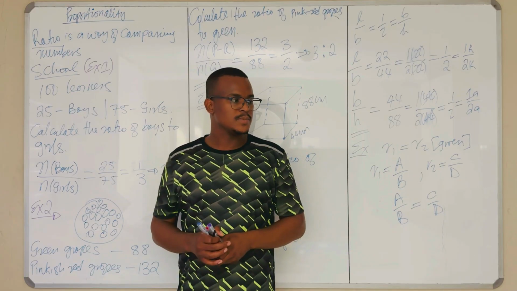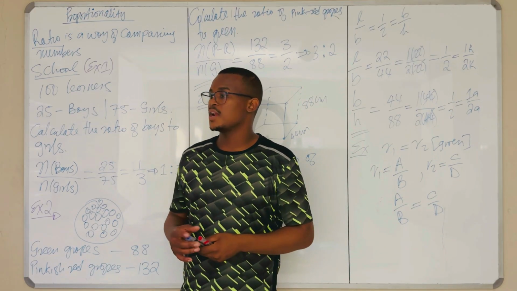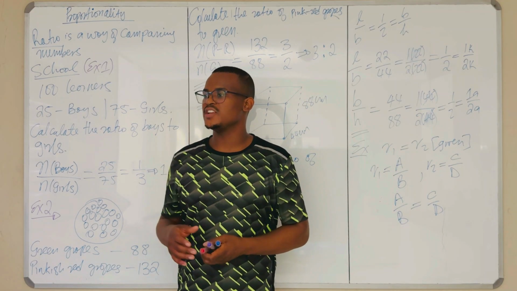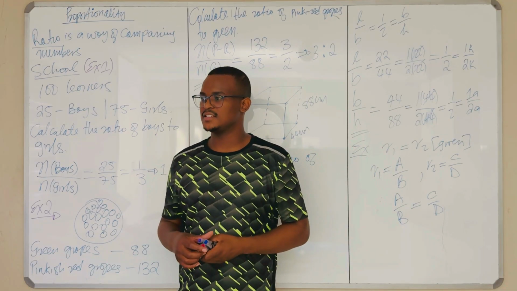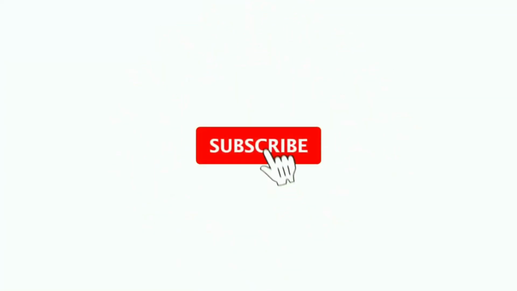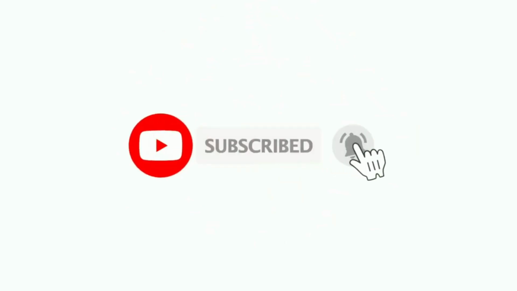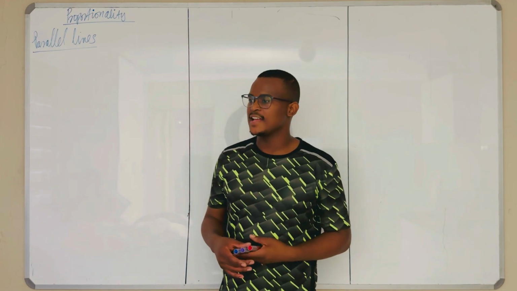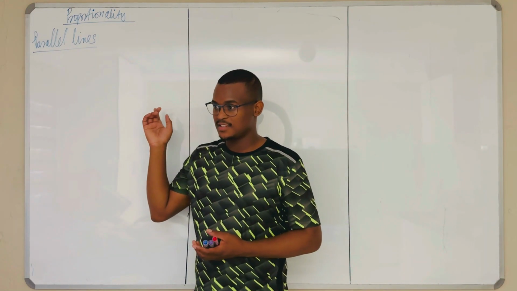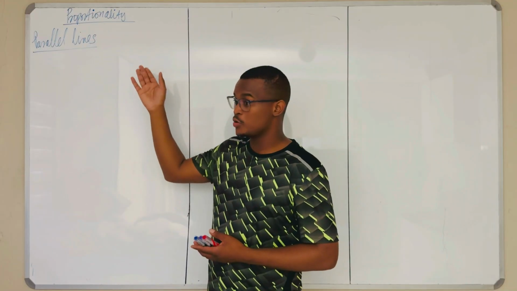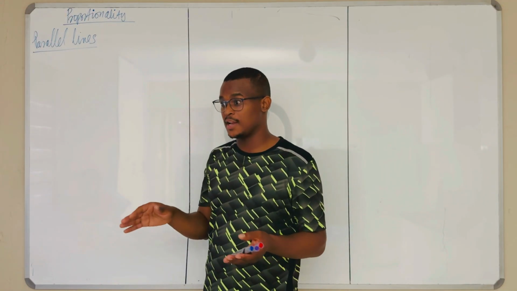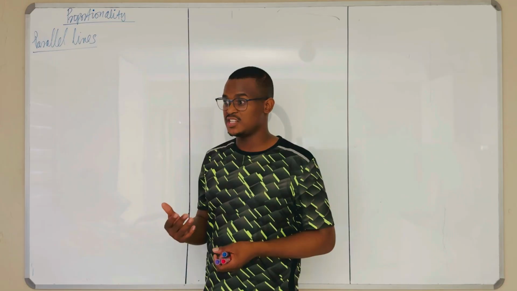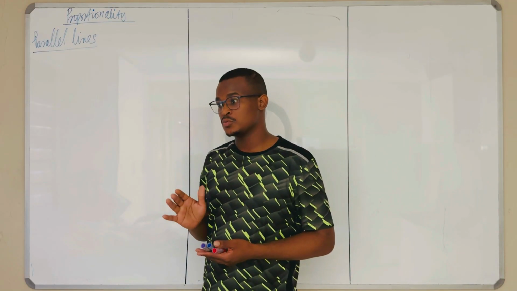So I'm going to clean the board. Then after cleaning the board, we're going to do parallel lines and then some revision, which we'll need for proportionality. Okay, so now we're going to discuss parallel lines. We did parallel lines already, when we studied Euclidean geometry. So I want to do some revision and then talk about areas as well.